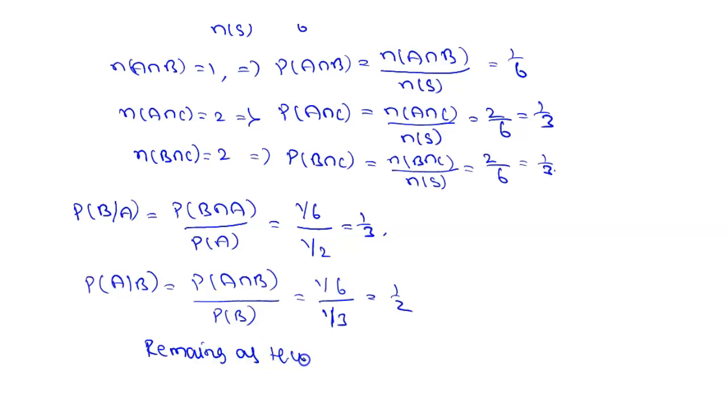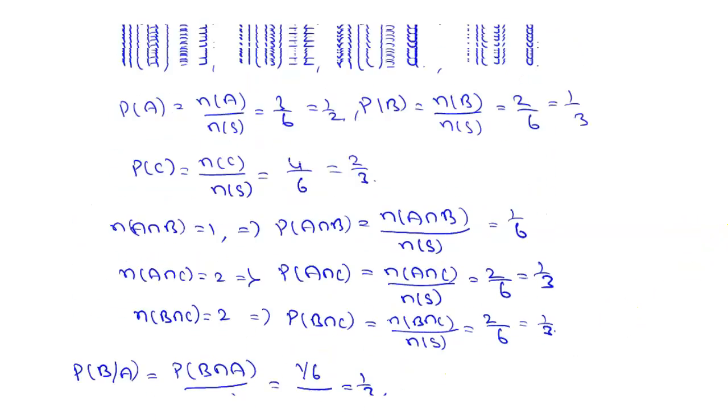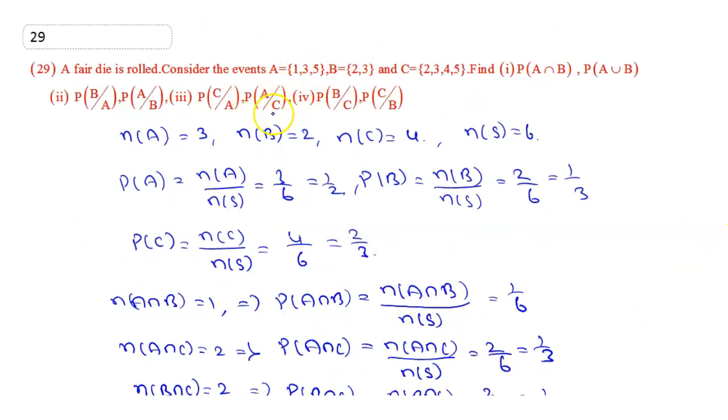Remaining as homework. What are the homework bits? A intersection B we calculated, right? A and B also you can calculate. Whatever remains, the leftover values are homework. This one we did, this is homework, and this value is also homework. Okay? Right.